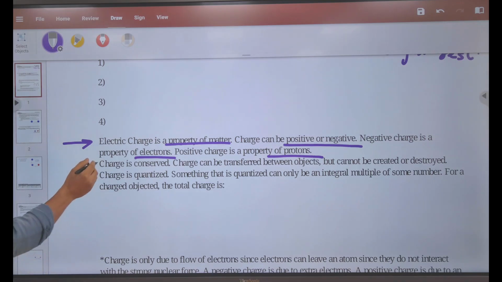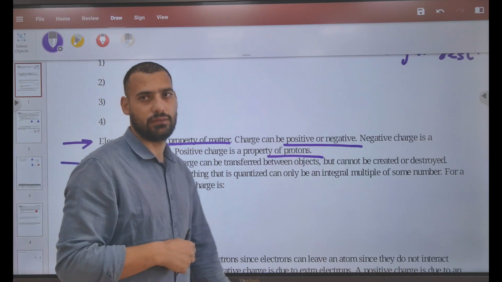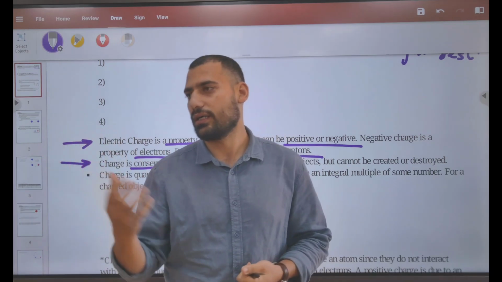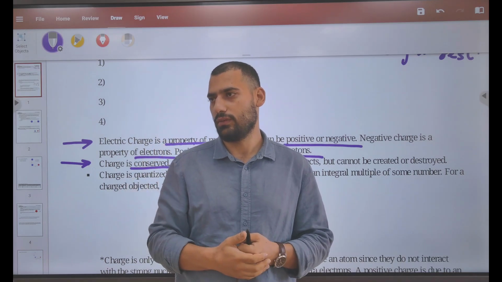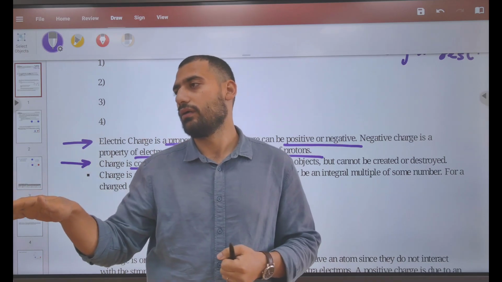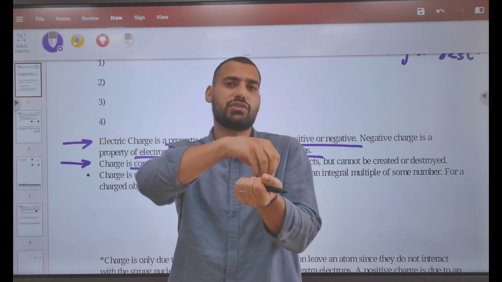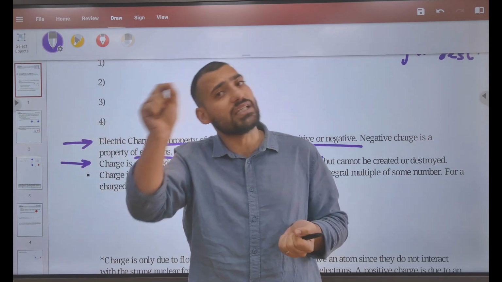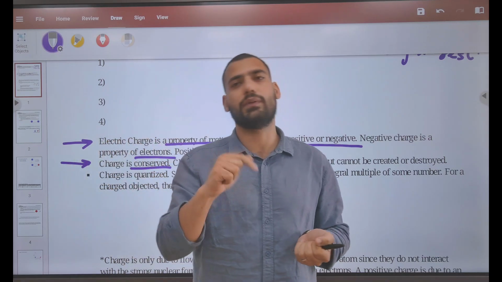One more important thing about this charge is that charge is conserved. What do you mean by conservation? That means, for example, there is a body and it has some charge. You cannot create more charge over the body. You cannot destroy the charge present over a body. What you can do is take some charge from it and transfer it to some other body. So charge can be transferred, but it can neither be created nor be destroyed.